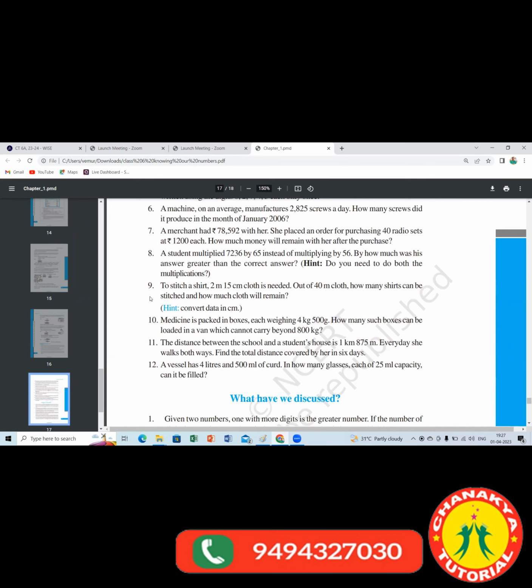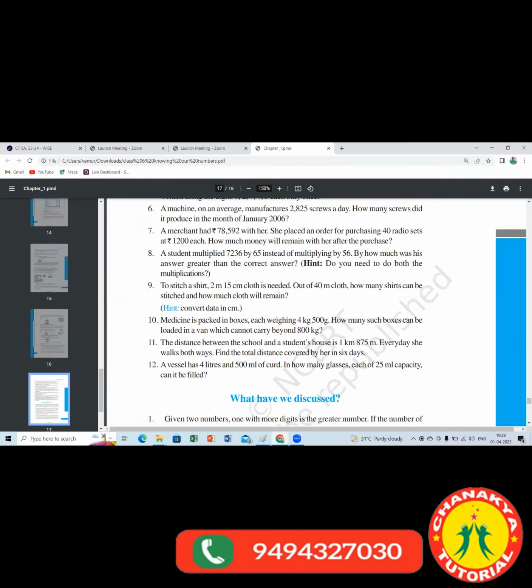Deepika, please go through question number 9. Please read it. Yes, ma'am. To stitch a shirt, 2 meters 15 centimeters of cloth is needed. Out of 40 meters of cloth, how many shirts can be stitched and how much cloth will remain? Don't tell, Deepika. Ashwath should answer here.